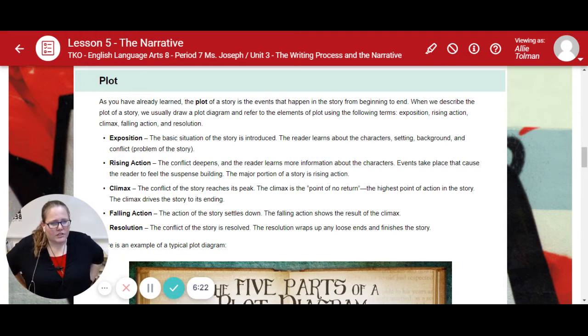Climax, which is when the conflict of the story reaches its peak. The climax is the point of no return, the highest point of action in the story. The climax drives the story to its ending.